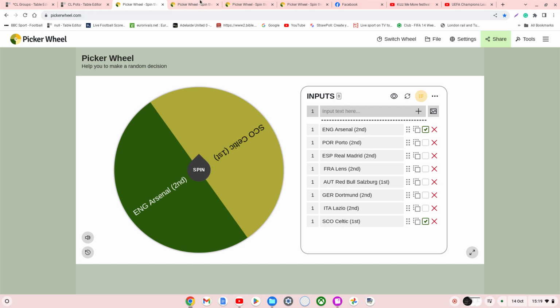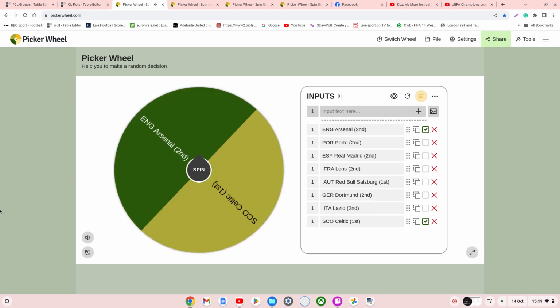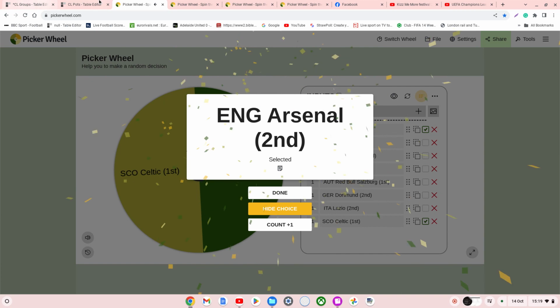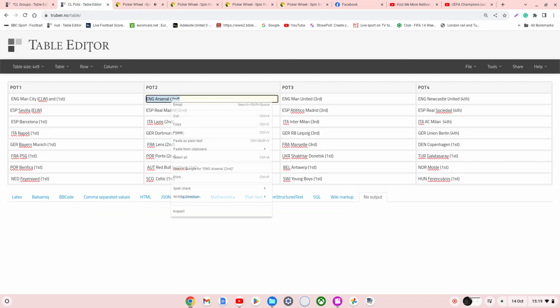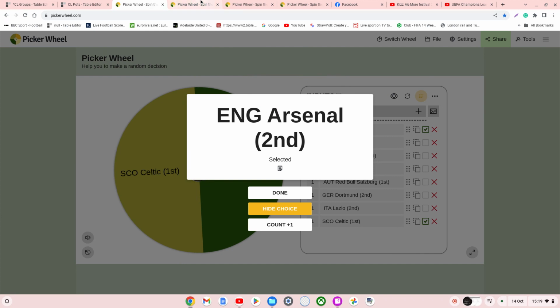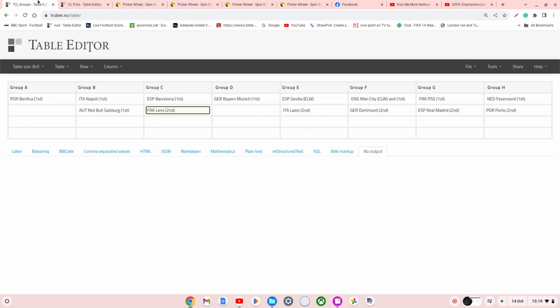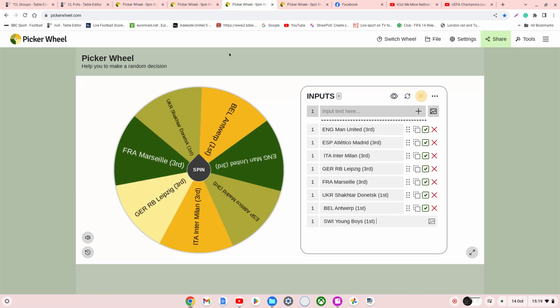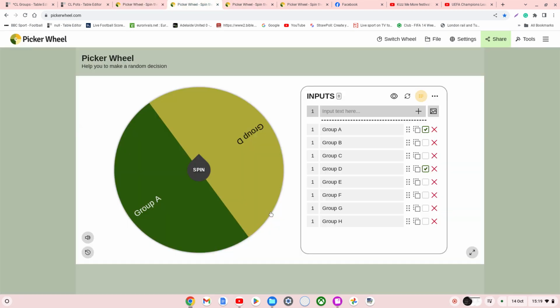Okay, last two. Celtic or Arsenal. And it's going to be Arsenal from England. Arsenal FC. And let's see where Manchester City are. Manchester City are on the right. So yep, they only have two options for Arsenal: Group A or Group D.